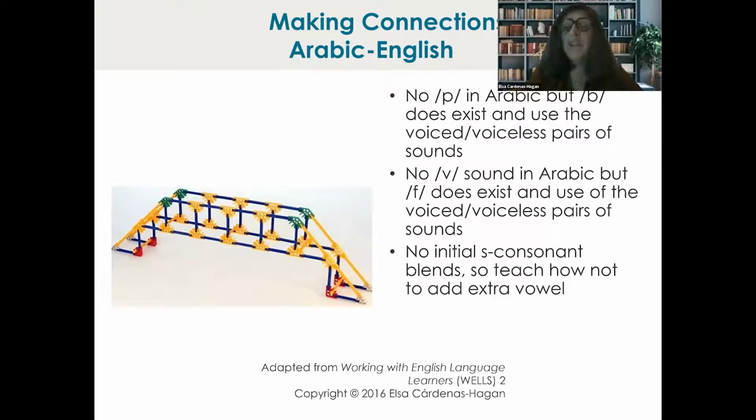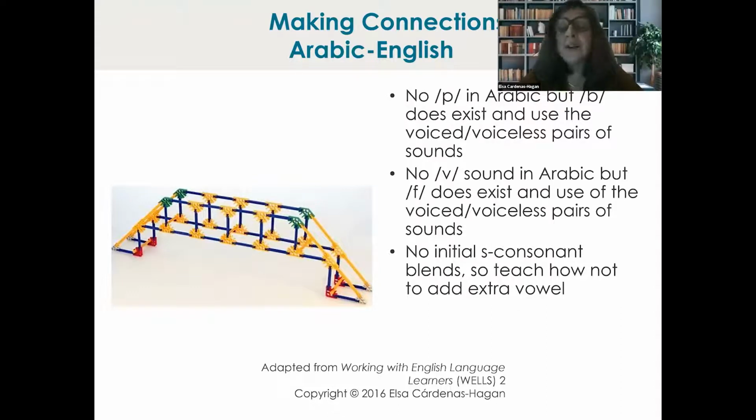Same thing with Arabic. Did you know Arabic doesn't have the sound p, but Arabic does have the sound B. So what are you going to do? You're going to make the connections across those two. B, B, B. My voice box is on. Now say p with just air. Arabic doesn't have the sound v, but guess what? It has the sound for the letter F. So the F and V are almost the same sounds. The only difference, my voice box is on for one, and my voice box is off for the other. So we can teach them that.